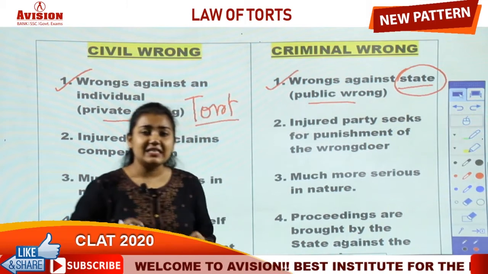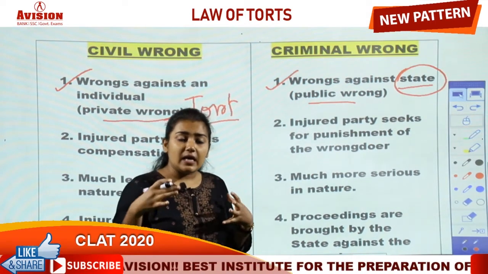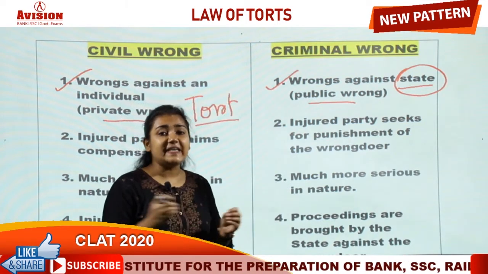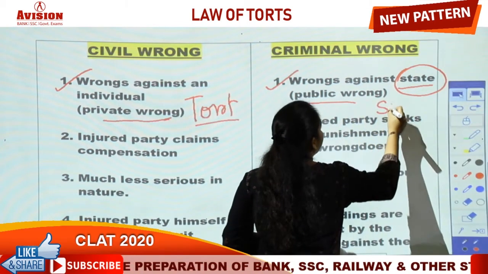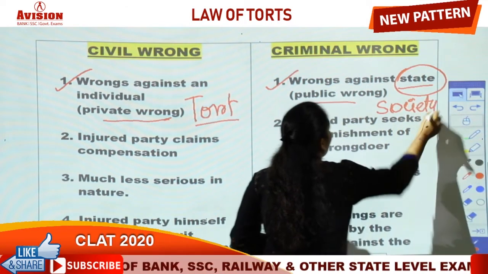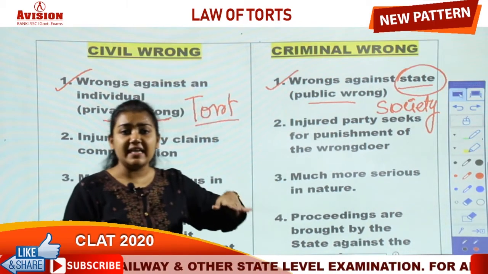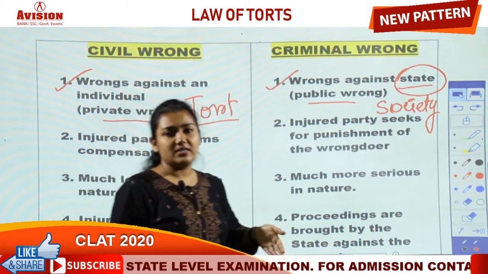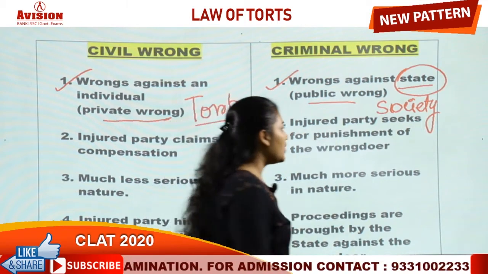Because the state, or the government, involves itself in those criminal cases where it sees that it is a crime against the society. When the government sees that the crime is against society, that it is harming the society, then the state interferes and that results in a criminal wrong.